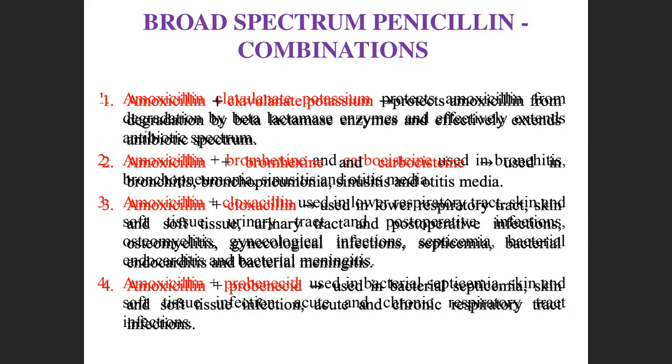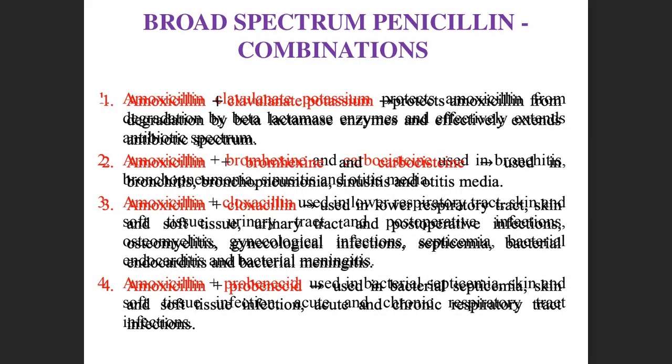Amoxicillin plus probenecid. Now this probenecid alone is used in the treatment of gout. So when it is combined with amoxicillin, it can be used in the treatment of skin infections, bacterial septicemia, and it can also be used in the treatment of respiratory tract infections. So these are the different combinations of amoxicillin with different drugs.